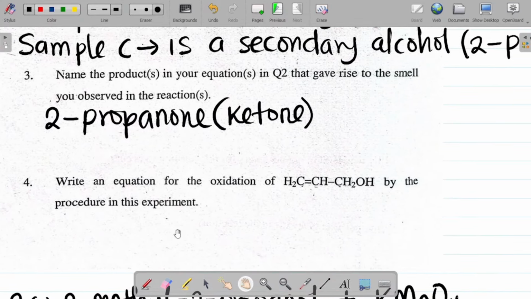All right, so the last one here is write an equation for the oxidation of this by the procedure in this experiment. What procedure exactly? For this experiment, we were reacting alcohols with potassium permanganate. So if they say we should write an equation for the oxidation of this, we simply combine this one here with potassium permanganate, and let's see what you have as your product. All right, so let's get to this.